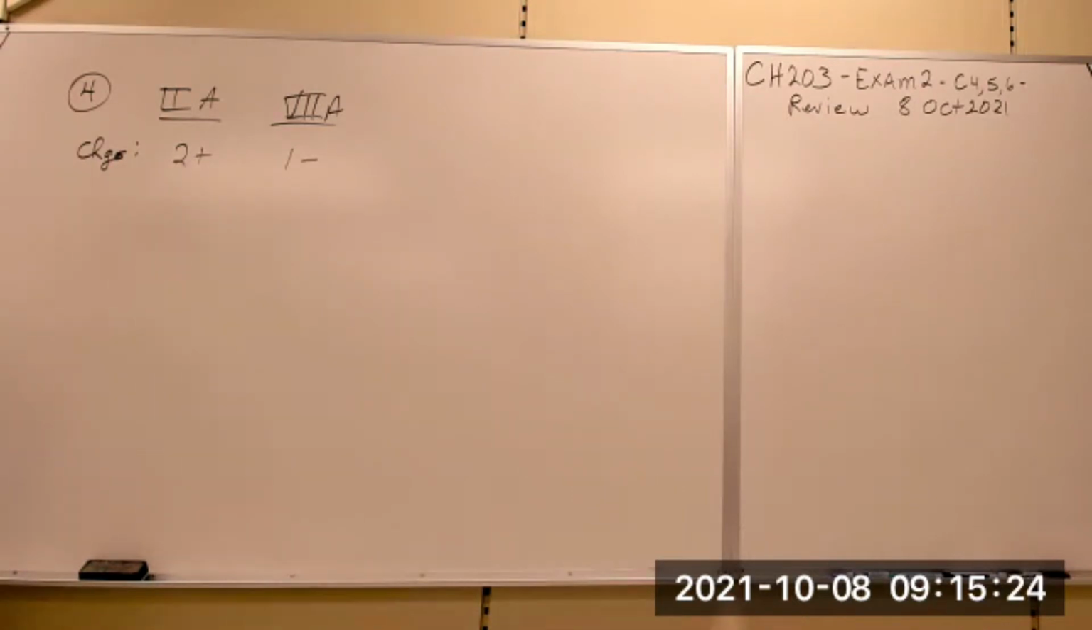Okay, so first group, they want to lose 1. Second group, they want to lose 2. Boron group, they want to lose 3. Aluminum in particular, it's always a 3 plus charge, loses 3 electrons. On the other side, the halogens gain 1, the oxygen group gains 2. Nitrogen group, if it's in an ionic compound, it gains 3.